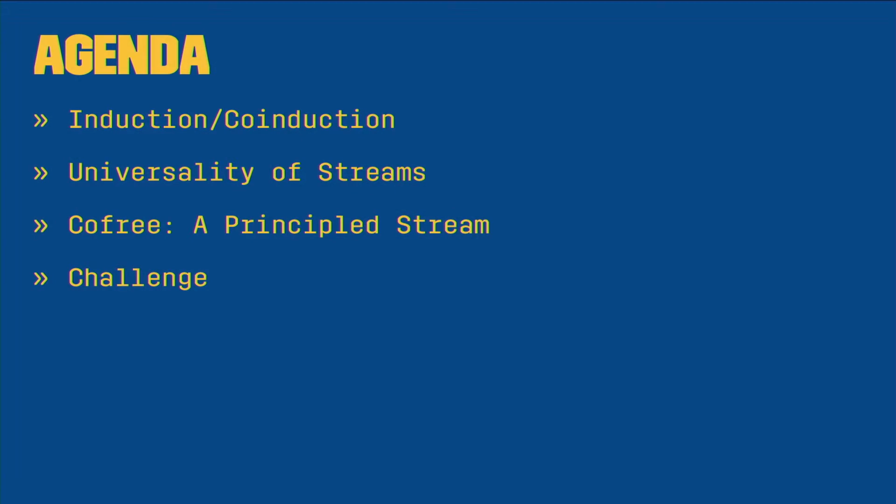So today we're going to talk about induction and co-induction a bit, just to sort of frame this from a more theoretical background. And then we're going to talk about just how universally applicable streams are. You can actually use them to solve a ton of real-world problems that everyone in here is wrestling with on a daily basis. And then I'm going to introduce an abstraction in functional programming called CoFree, which you may or may not have heard of.